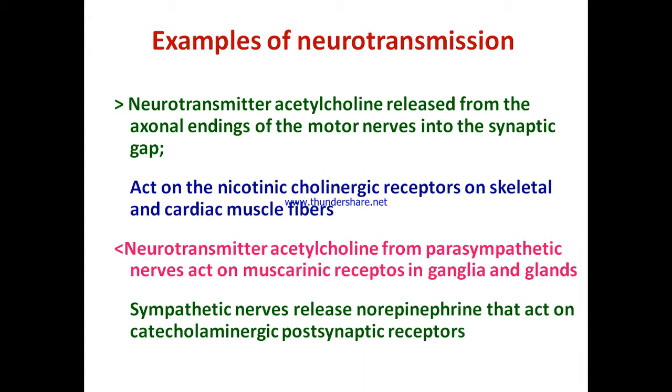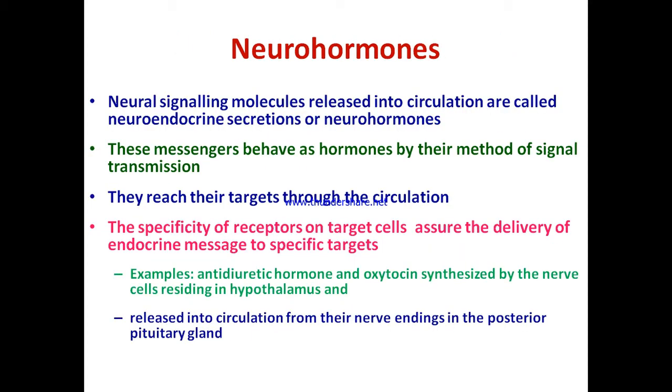Sympathetic nerves release norepinephrine that acts on catecholaminergic postsynaptic receptors. So this is important. Different chemical messengers, neurotransmitters, are binding to different types of receptors. So that is where the specificity comes. And also the same type of neurotransmitter released by different types of nerves will be binding on different types of receptors. That is due to the type of receptor present.